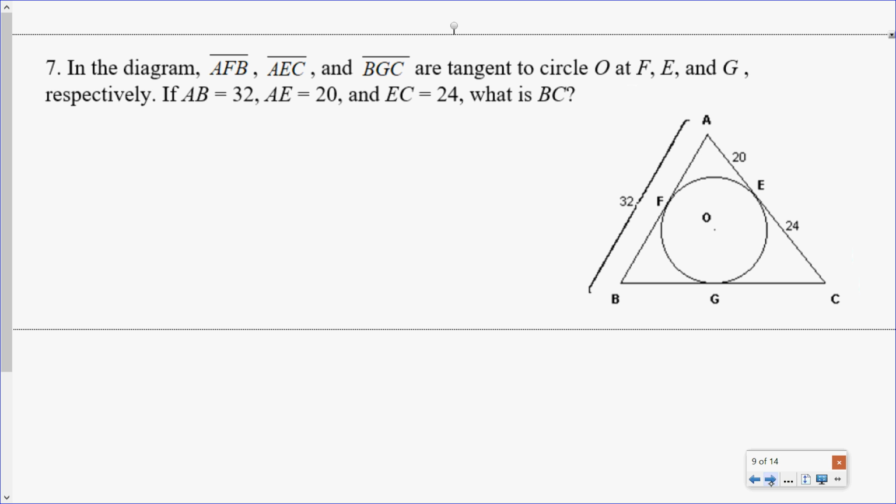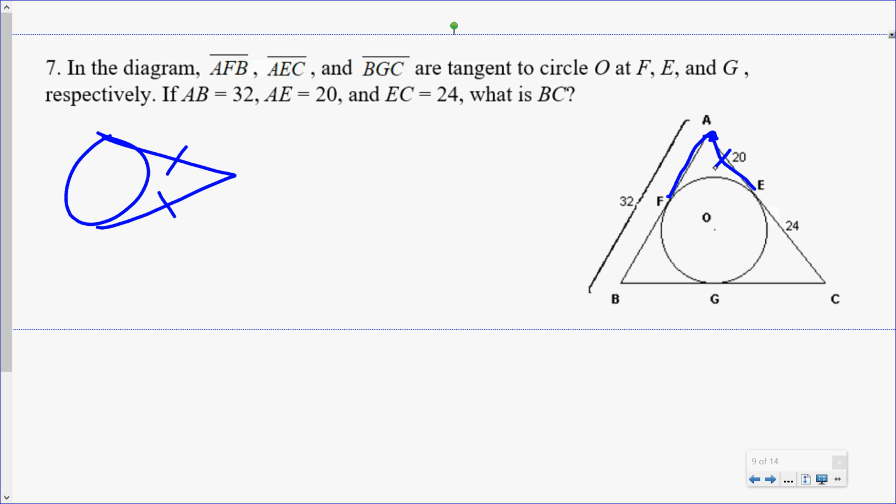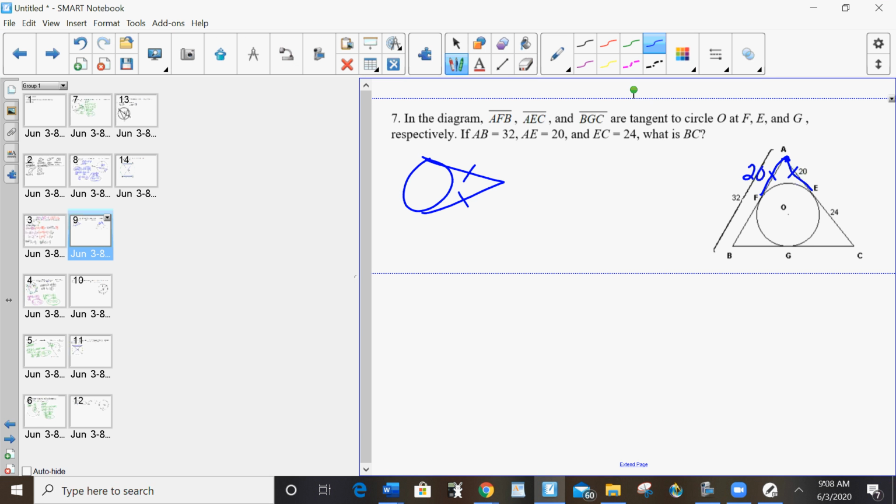What do we have here? I see a lot of tangents, and I know the rule that all tangents drawn from the same point must be congruent. So I'm looking here at A. I have two tangents that are both drawn from A. Therefore, they must be congruent. So if AE is 20, then AF is 20. Let's do a different color. Let's do yellow. I see two tangents drawn from C, so they must be the same. So this must be 24. I see two tangents drawn from B, so those must be the same.